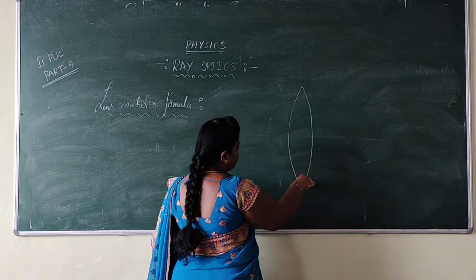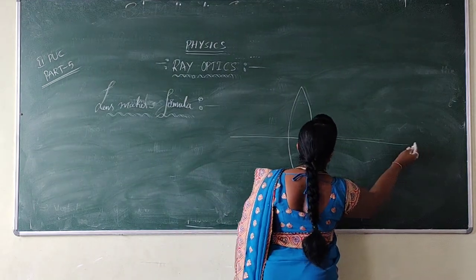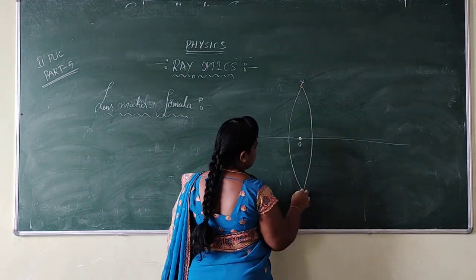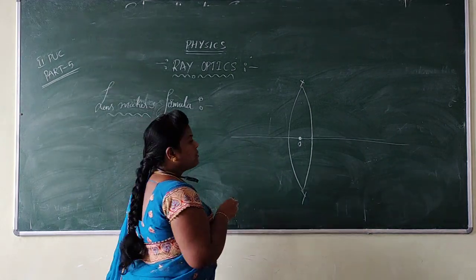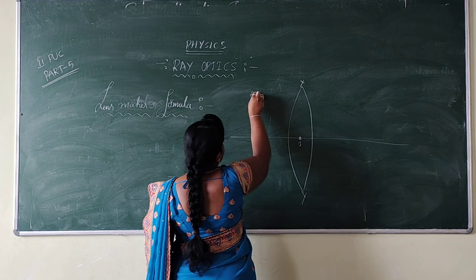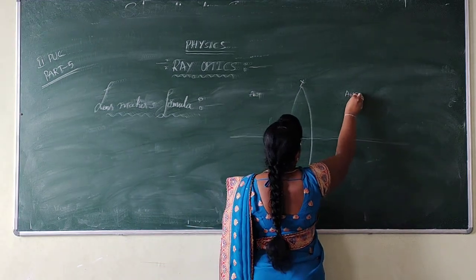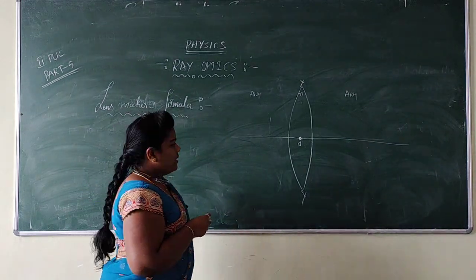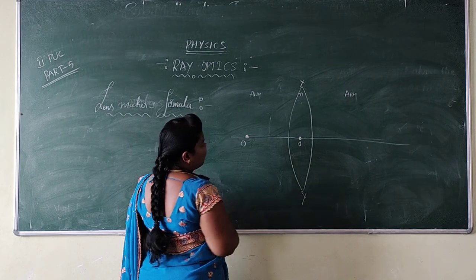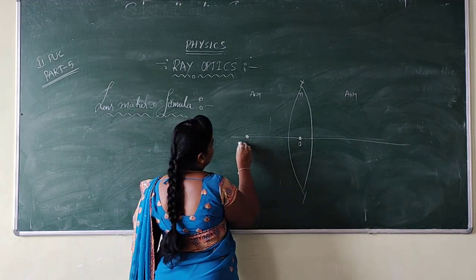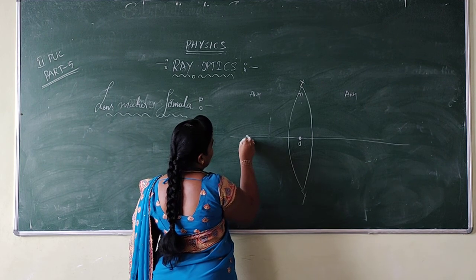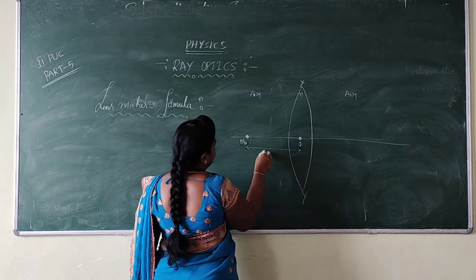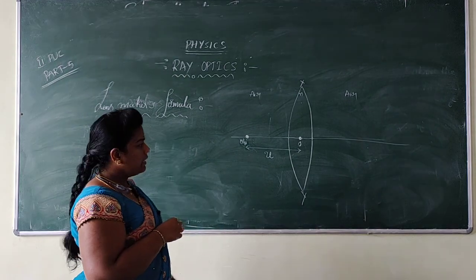So I am going to consider the convex lens. I am going to write the principal axis, which has an optic center, and the lens has an aperture, say XY. You can observe that it has two different surfaces. Here we have the air medium, here also we have the air medium, and in between it is the glass medium with refractive index μ. I am going to place an object O. The distance between the optic center and the object is called the object distance, represented by u.